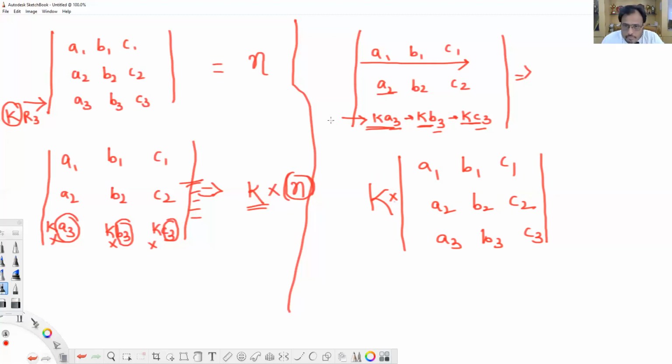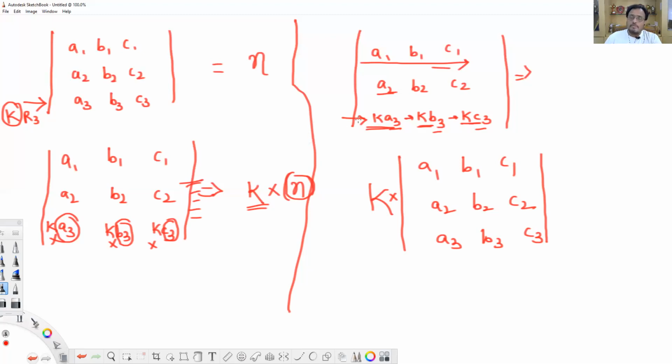And second, the same property, third way: once again, in any determinant, if the elements of any two rows or two columns are proportional, then the value of the determinant is 0. So that is also one of the most important theorems now. So these are the ways you can understand it.